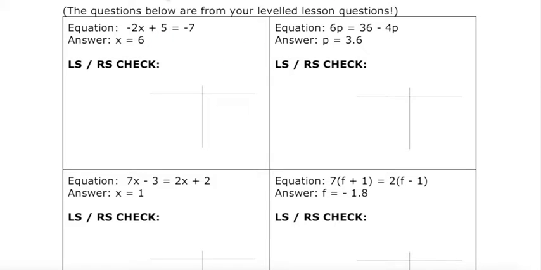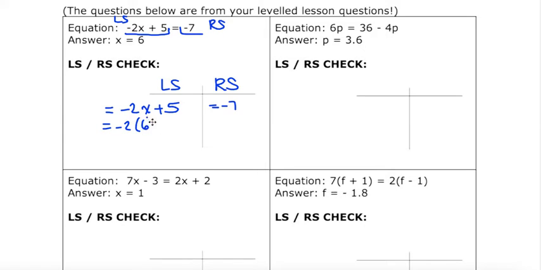So this is where we separate the left side and the right side of our equation. So we start with our original equation, and the left side of my equation is negative 2x plus 5. And the right side of my equation is negative 7. So now what we want to do is substitute the value of x in for our x in the left side.